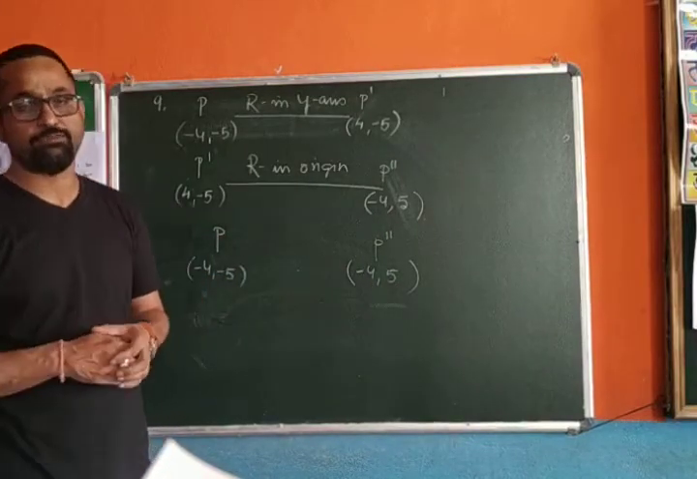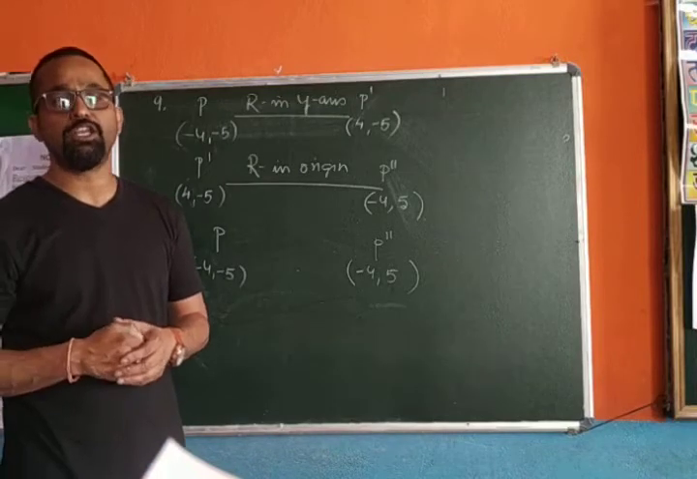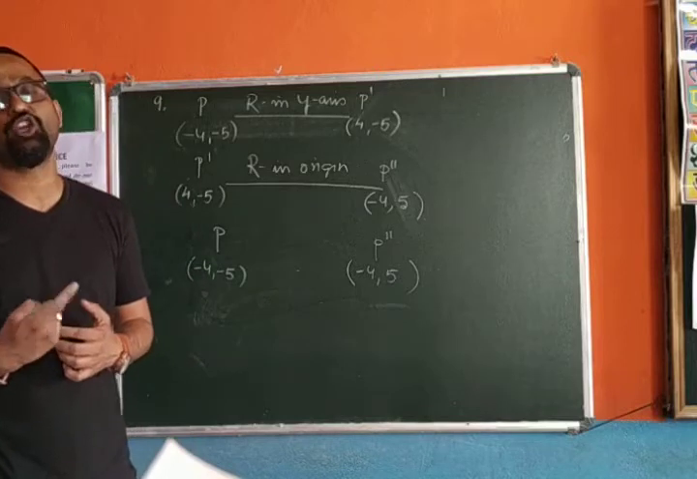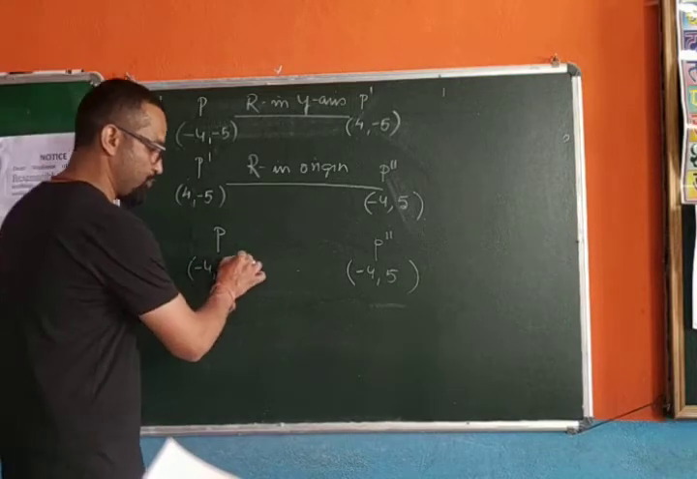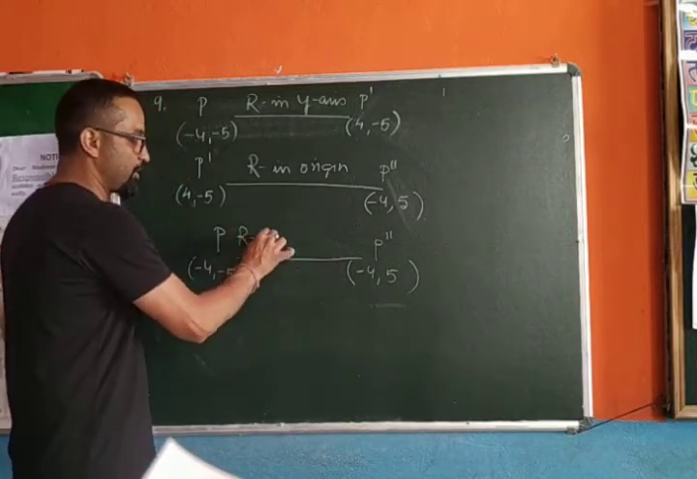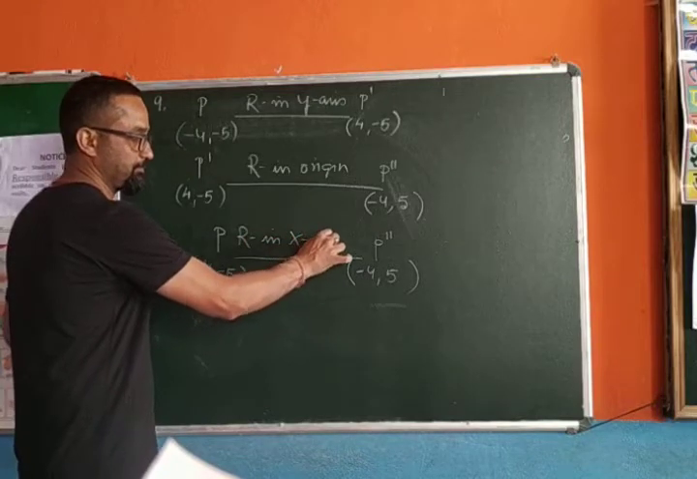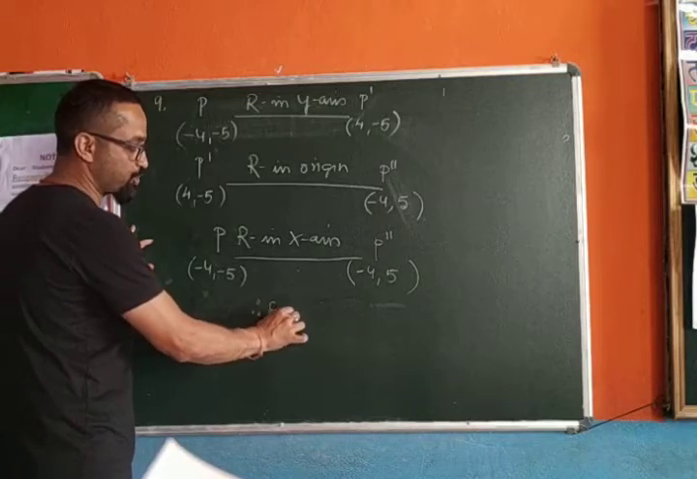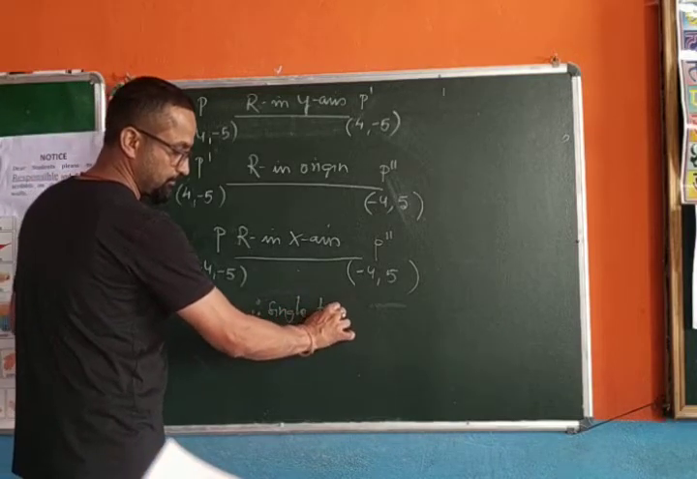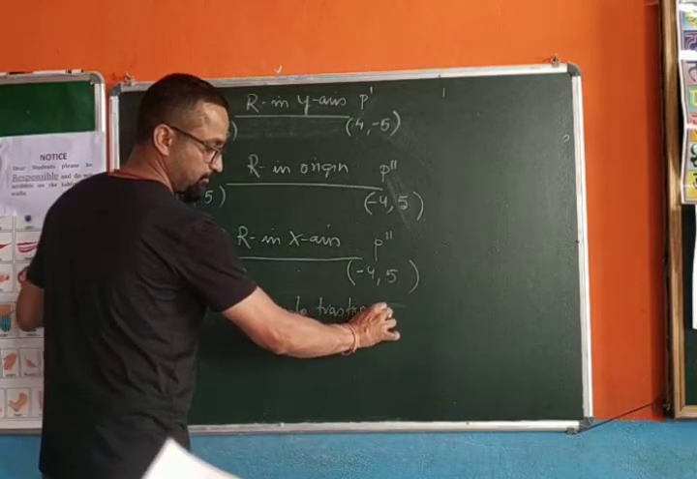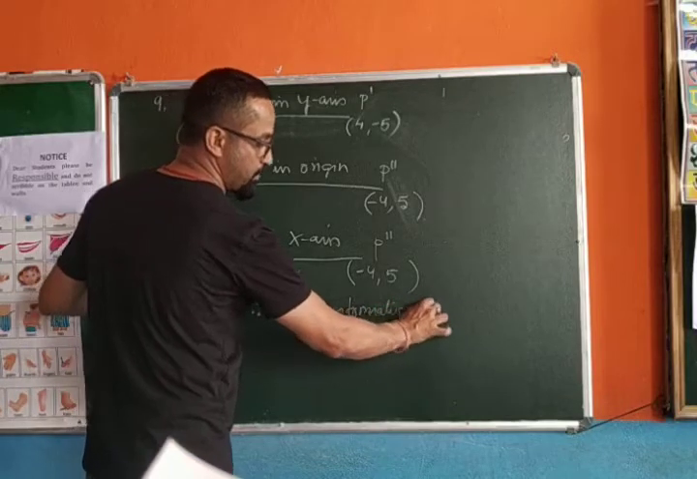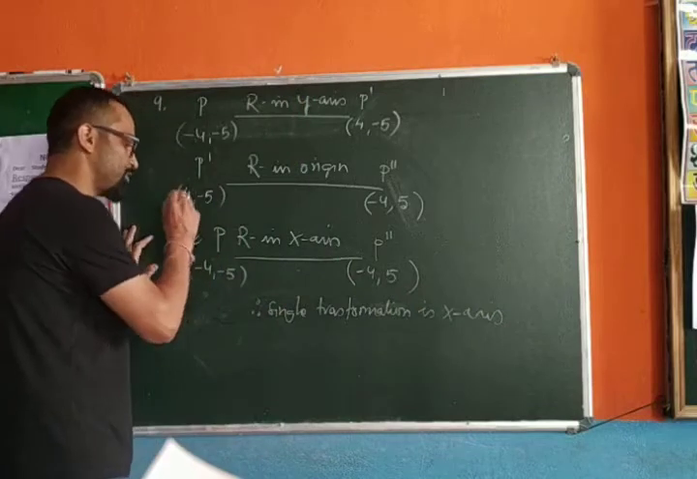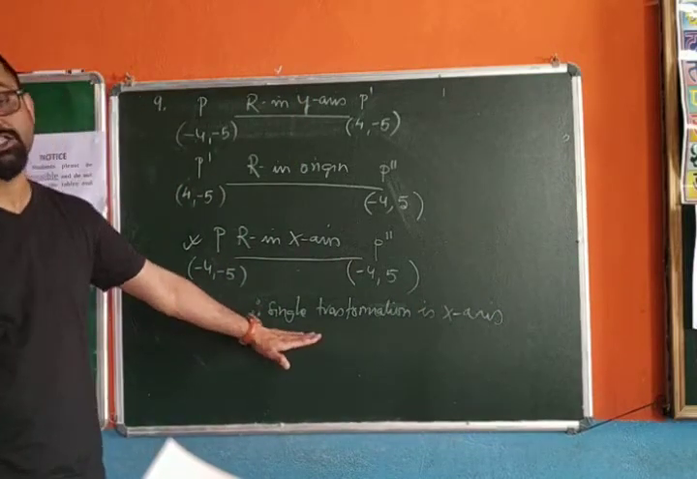Which reflection changes the ordinate? Reflection in the x-axis changes the ordinate. So you draw a line, reflection in x-axis. You write, therefore, single transformation is x-axis. First do the calculation, then you write down the answer.